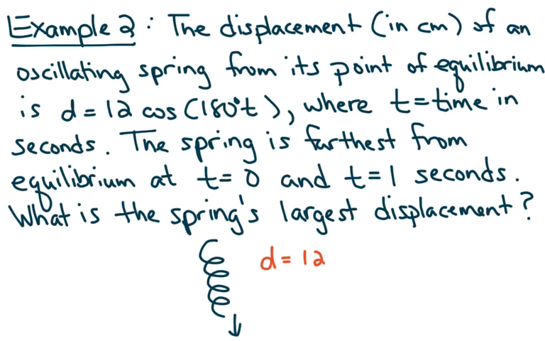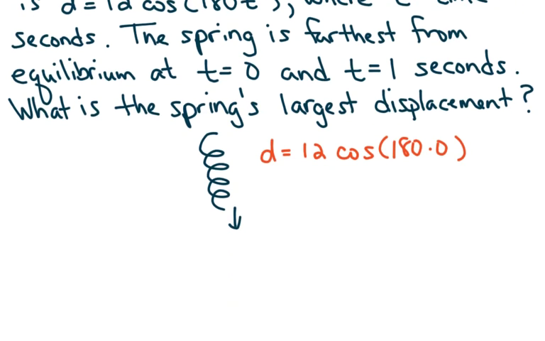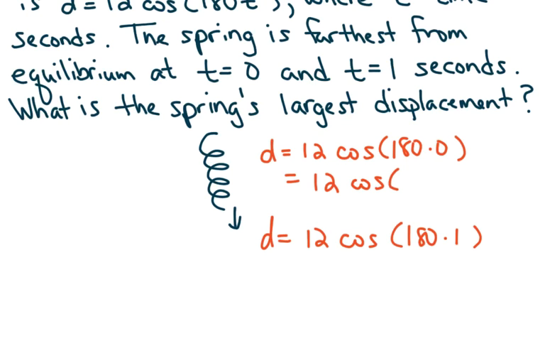We're going to plug in 0 for t, and then we're going to do this again by plugging in 1 for t. So what's 180 times 0? It's 0. So we want to know what's the cosine of 0. We're going to multiply that by 12. And then here, 180 times 1 is 180. So we're going to find the cosine of 180 and multiply that by 12.